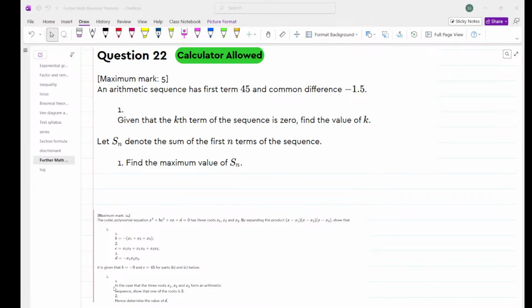Is equal to 0. Okay, minus 46.5. Okay, wait. Minus 46.5 divided by minus 1.5. n is equal to 31. Okay. You got the answer for the first one, 31. Let me check. Pretty sure it's 31. Correct, correct.